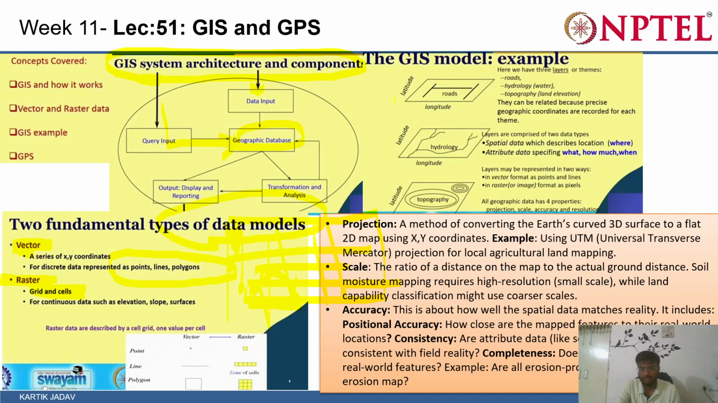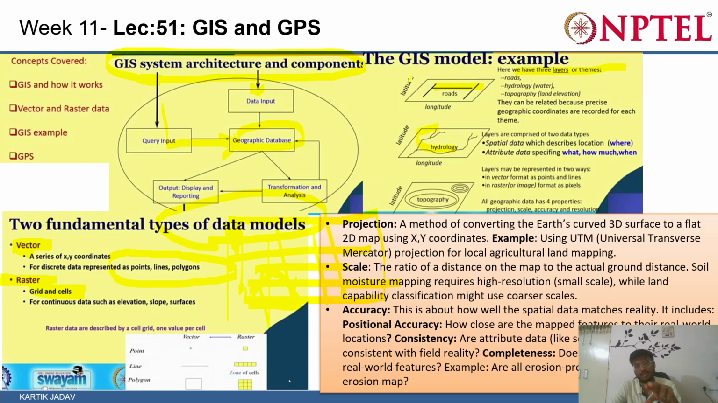Then we started learning about a GIS model example. If you can see from this figure, here we have three layers or themes. The first one is roads, then we have hydrology and topography. They can be related because precise geographic coordinates are recorded for each theme.